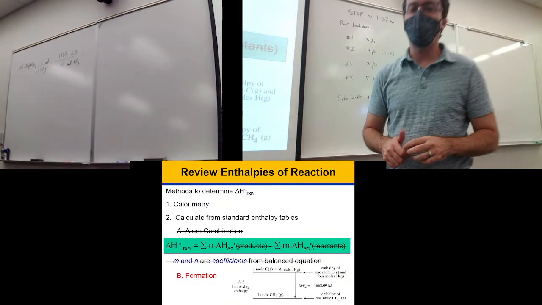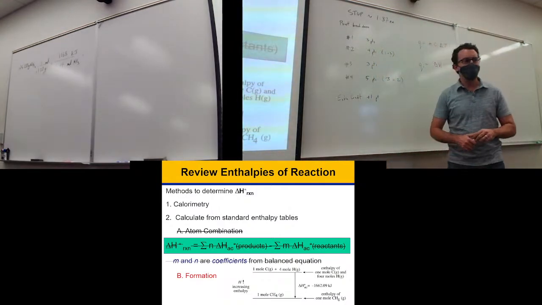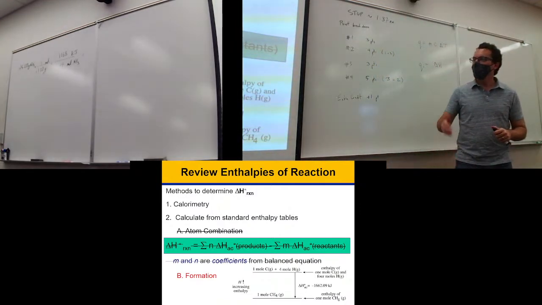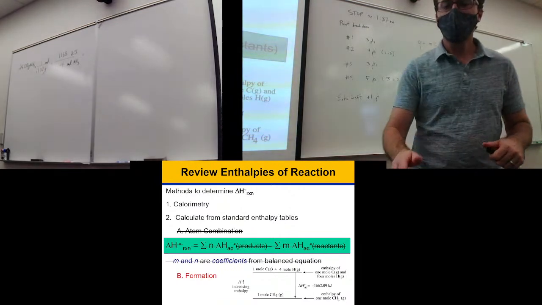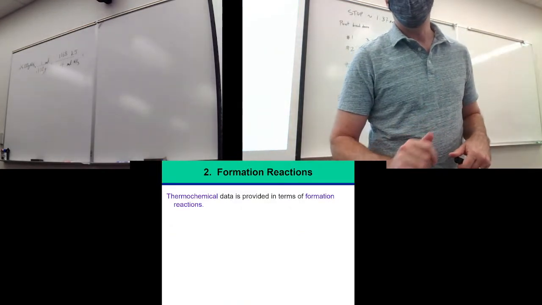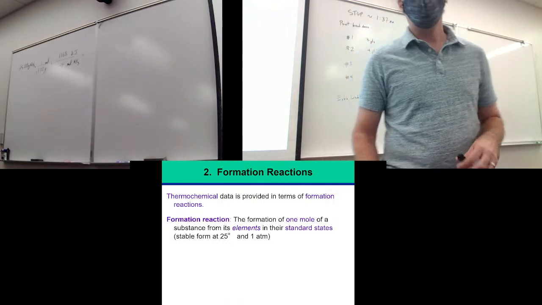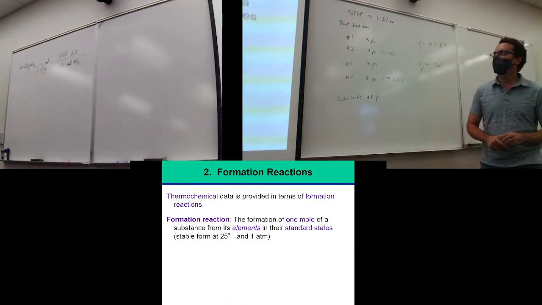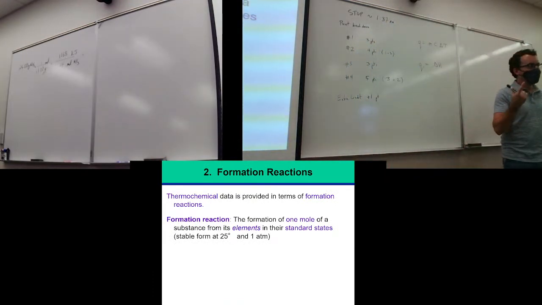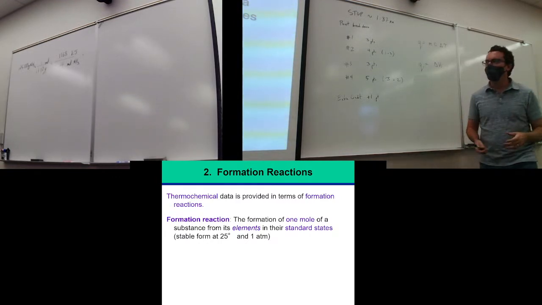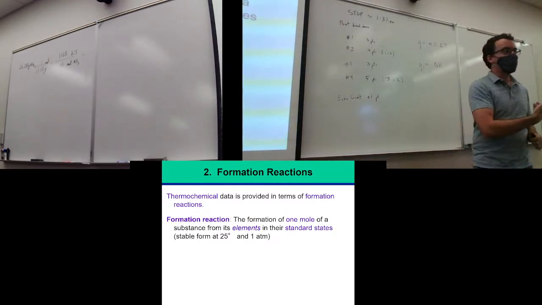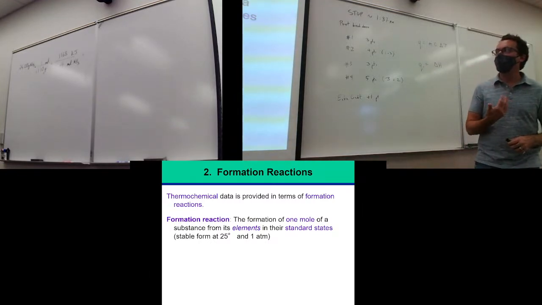What we're going to do is look at formation reactions instead, not atom combination. So what is a formation reaction? Right, that is a different idea. So a formation reaction is defined as how to make 1 mole of a certain substance. So you pick whatever you're trying to make from elements, and elements in their standard states.